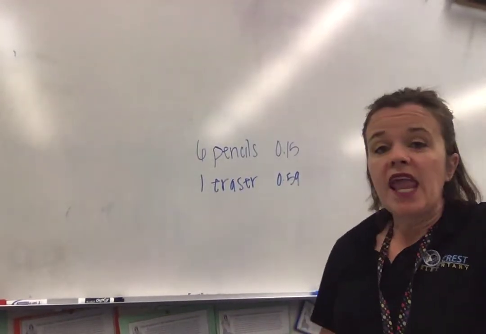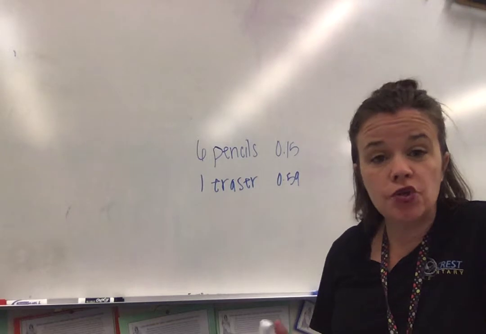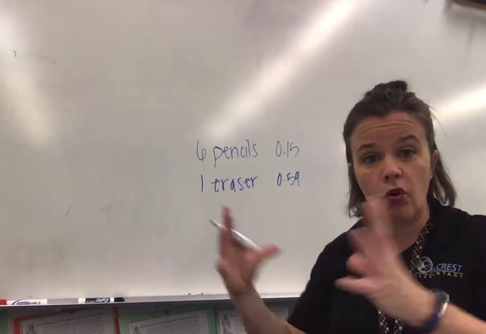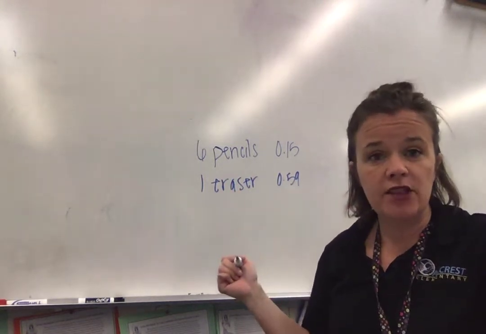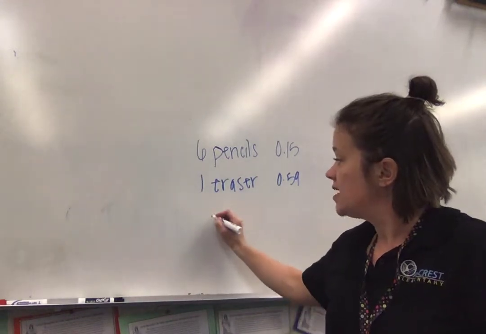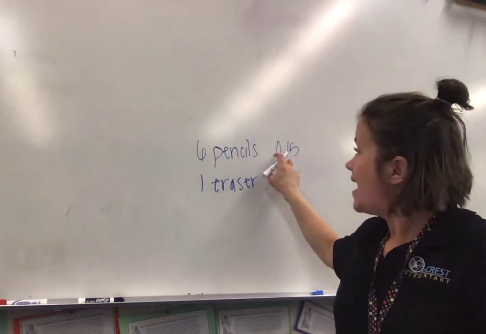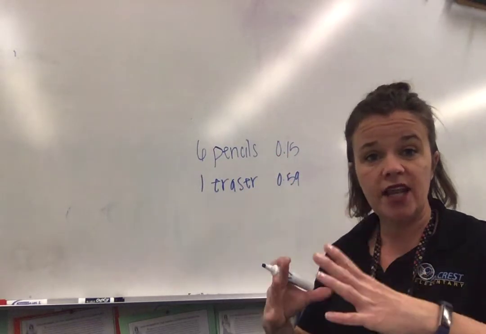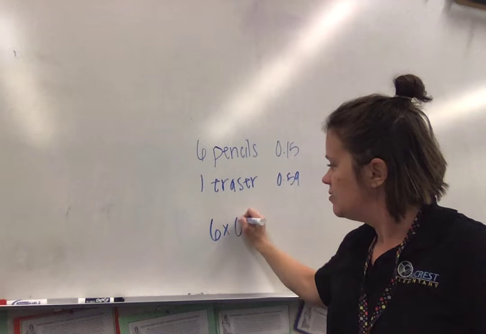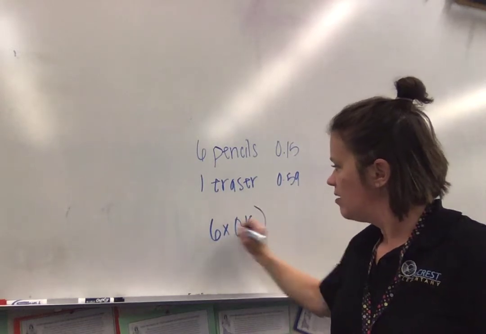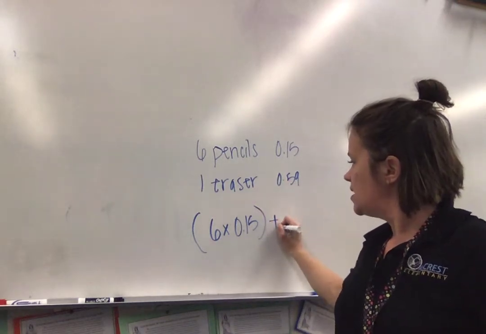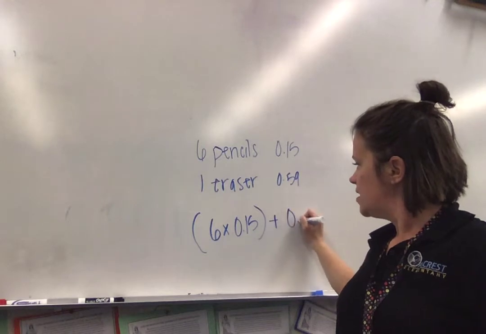Okay, so if I wanted to write an equation for that, I can totally do it, even though there's 2 steps, right? I have to find out how much he paid in total for the pencils, and then I have to add in the price of the eraser to find out how much he paid in total, okay? So what I could do is put 6 pencils at 15 cents each in a parenthesis, by writing it like this. I could write 6 multiply 0.15. True? And then plus 1 eraser at 59 cents.